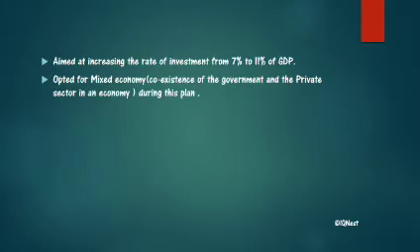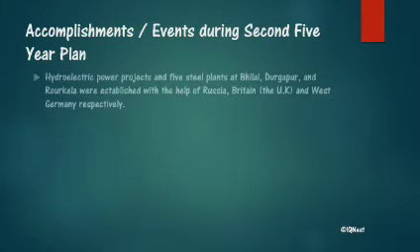So now we will be discussing the major accomplishments and events that happened during the second 5-year plan. The first one is hydroelectric power projects and 5 steel plants at Bhilai, Durgapur and Rourkela were established with the help of Russia, Britain and West Germany respectively. So the steel plant in Bhilai was set up with the help of Russia. In Durgapur it was set up with the help of Britain, and in Rourkela it was set up with the help of West Germany. In the first 5-year plan, the important accomplishment was the implementation of dam projects. So here it was 5 steel plants and hydroelectric power projects.